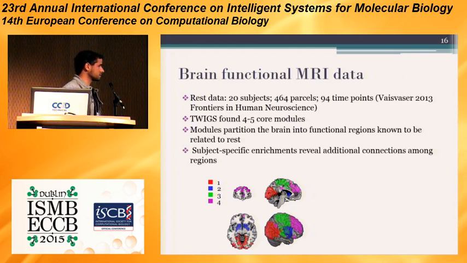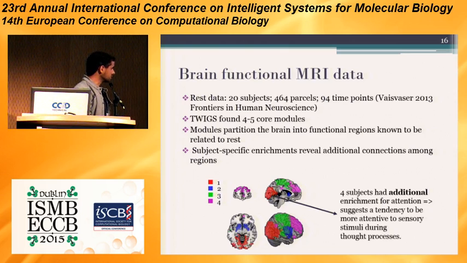And we also get subject-specific enrichments that reveal some new connections between different brain regions. Just to give you one example, in this module we had 4 subjects that had additional enrichment for attention. Now this area is related to sensory stimuli. So the idea is that maybe these 4 subjects are much more attentive to the stimuli in the fMRI machine, which is quite noisy and not so comfortable. So it could be that these subjects are much more sensitive to the situation.